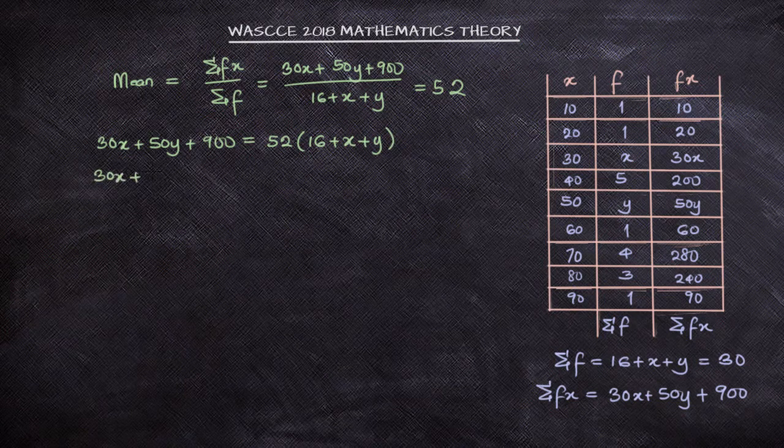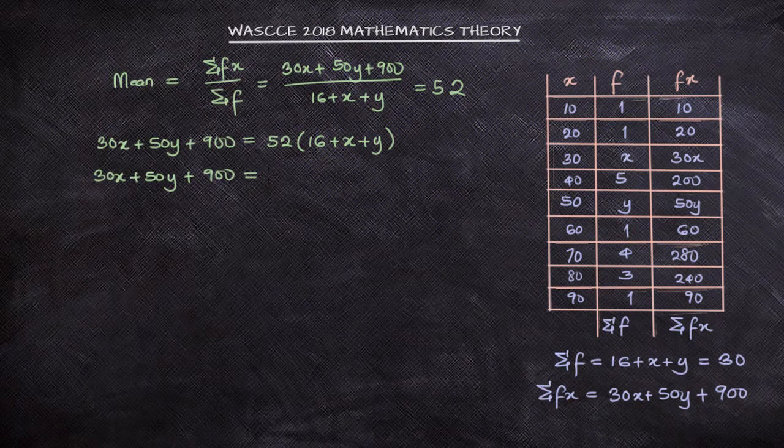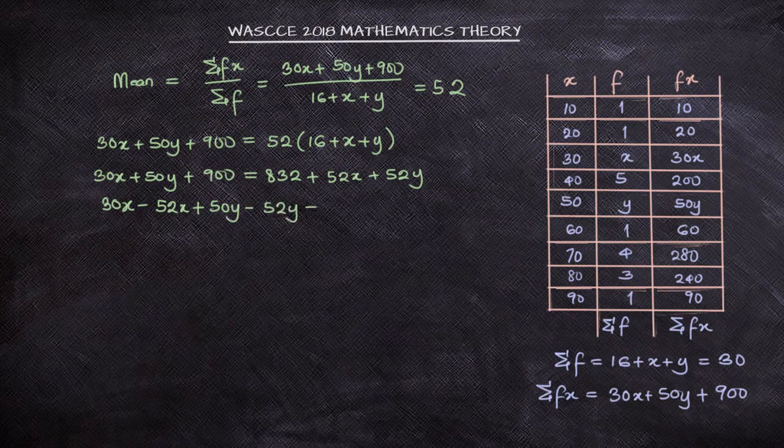But alternatively, you could have said that 52 multiplied by 30. But let's go ahead. 52 multiplied by 16 is 832, plus 52x plus 52y. So if we collect like terms, 30x minus 52x plus 50y minus 52y equals 832 minus 900. So minus 22x minus 2y will be equal to minus 68. Now, all are divisible by 2. So if you divide all through by minus 2, so that the negative will even cancel out, we have 11x plus y is equal to 34.